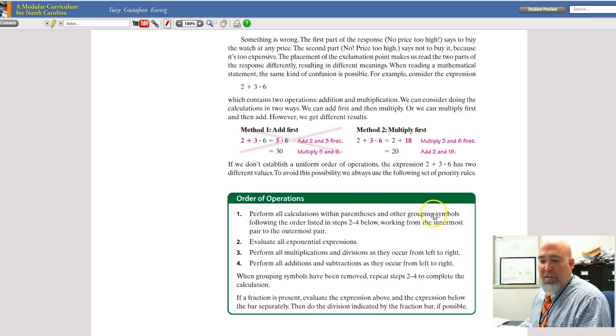evaluating an expression. And so the parentheses is first, then we're going to do exponents, then we're going to do multiplication and division left to right, and then we're going to do addition and subtraction as they occur left to right. So the left to right is kind of lost when you say "please excuse my dear Aunt Sally," and you just say parentheses, exponents, multiplication, division, addition, subtraction. You really have to get this left to right piece in here.